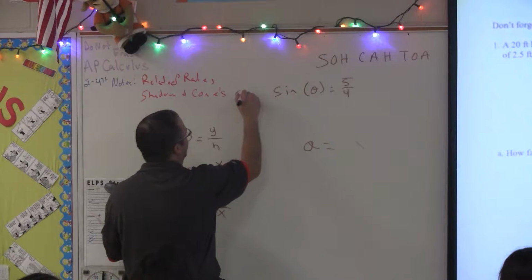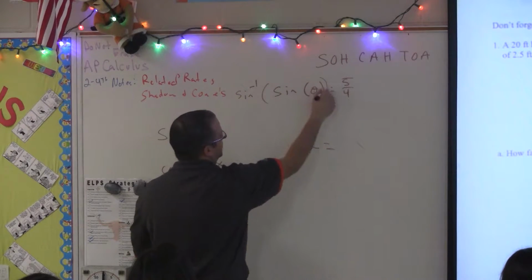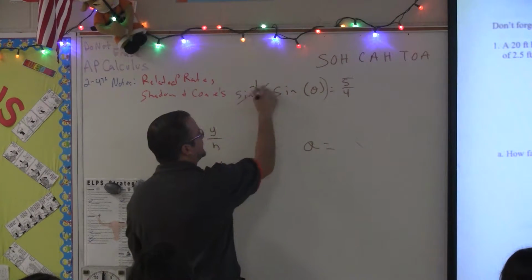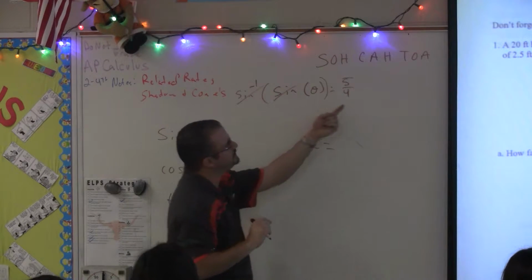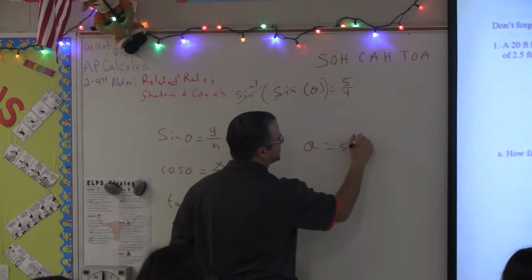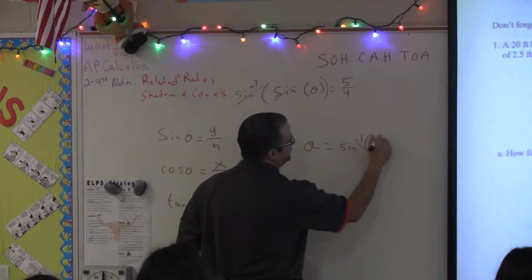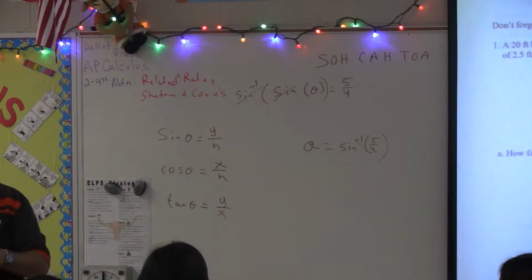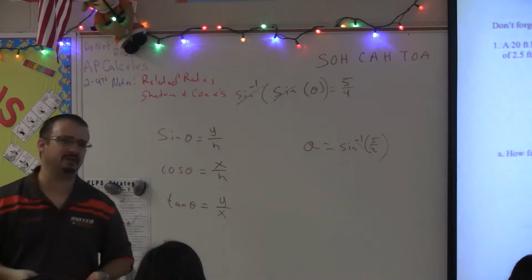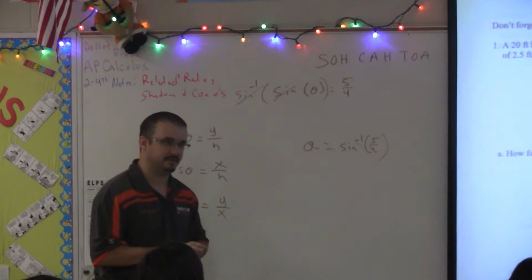So if I do sine inverse of all of this, it's going to cancel it out and leave me theta. And what I do to one side, I have to do to the other. So this would also be sine inverse of 5 over 4. Can I put that in my calculator and figure out what theta is? Yes. That's another skill you're going to be needing to do on this assignment.